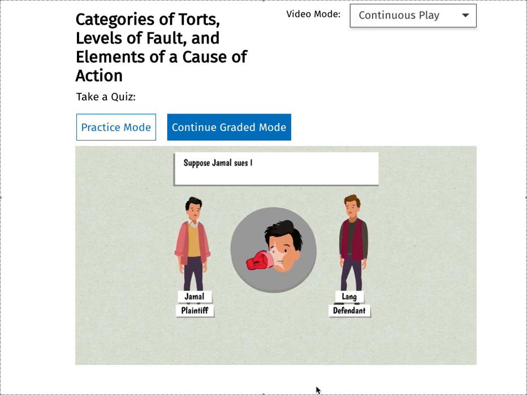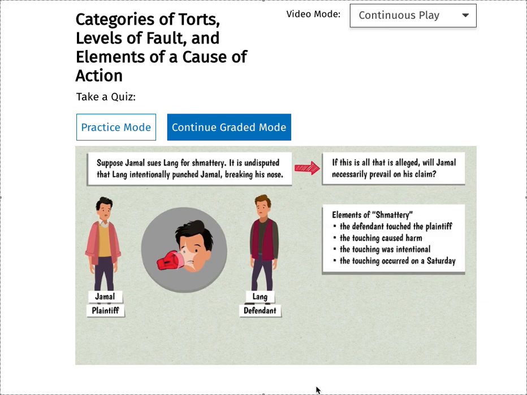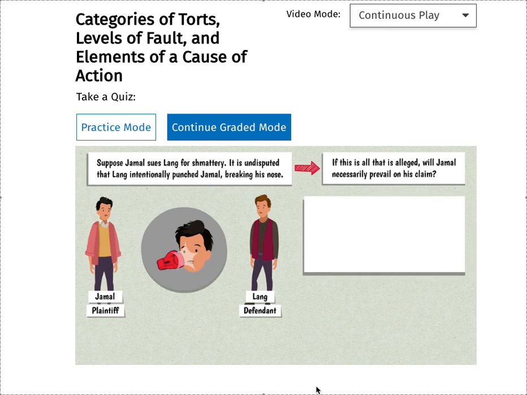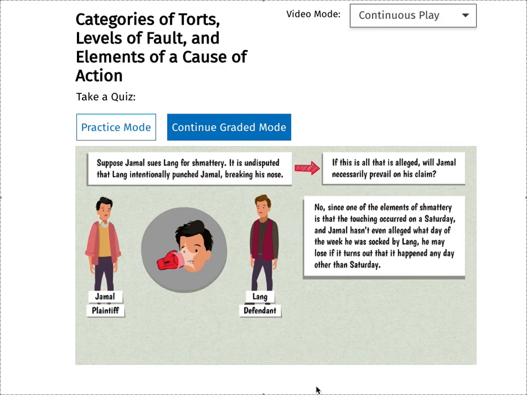Suppose Jamal sues Lang for schmattery. It is undisputed that Lang intentionally punched Jamal, breaking his nose. If this is all that is alleged, will Jamal necessarily prevail on his claim? The answer is no, not necessarily, since one of the elements of schmattery is that the touching occurred on a Saturday, and Jamal hasn't even alleged what day of the week he was socked by Lang. He may lose if it turns out that it happened any day other than Saturday.